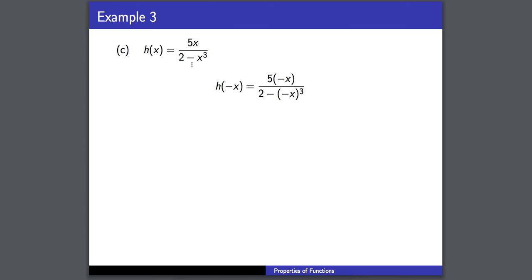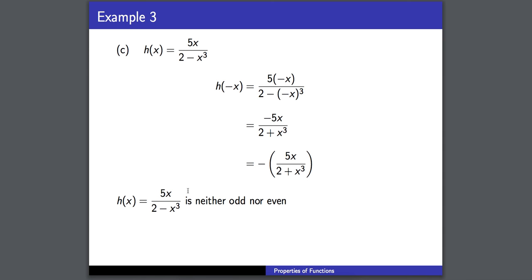If we replace x with negative x, we get negative 5x up top. Negative x cubed is negative x times negative x times negative x, which is negative x cubed, and we have minus a negative x cubed, which is plus x cubed. So if we pull that negative out, we do not get the exact same thing that we started with. We have a plus in this denominator, we have a minus in this one. So this one's neither odd nor even.